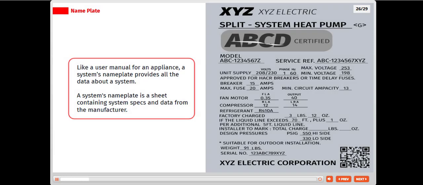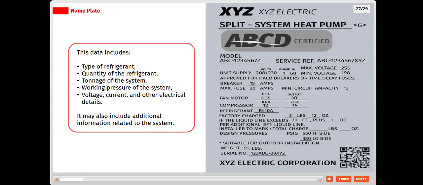Like a manual for an appliance, a system's nameplate provides all the data about a system. A system's nameplate is a sheet containing system specs and data from the manufacturer. This data includes type of refrigerant, quantity of the refrigerant, tonnage of the system, working pressure of the system, and voltage, current, and other electrical details. It may also include additional information related to the system.